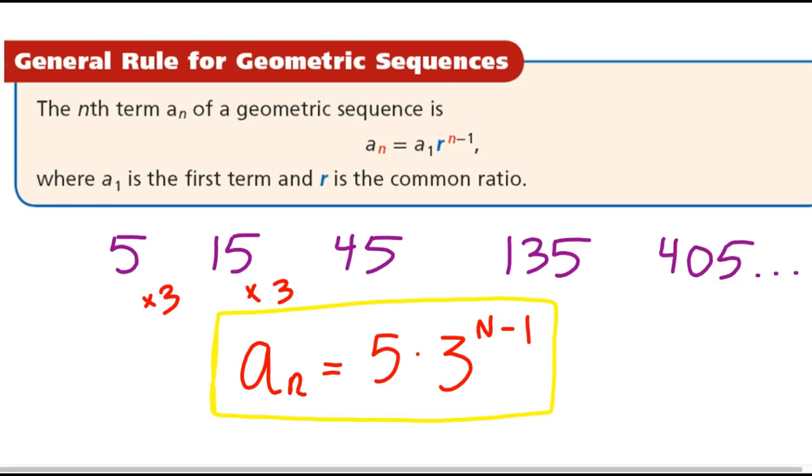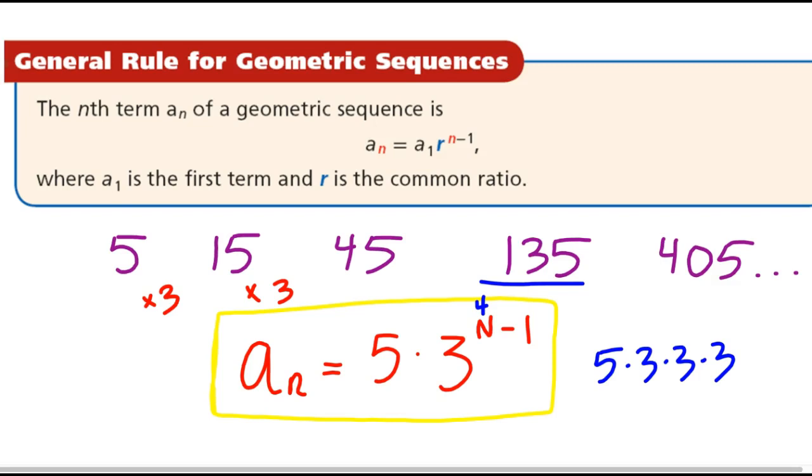So if you want to find the first one, which is 5, you put 1 in for n. 3 to the 1 minus 1 power is 3 to the 0 power, which is 1, so it's 5. You know what I mean? If you want to find the fourth one, which is this one, you put a 4 in there, and you take essentially 5 times 3 times 3 times 3, which gives you 135.